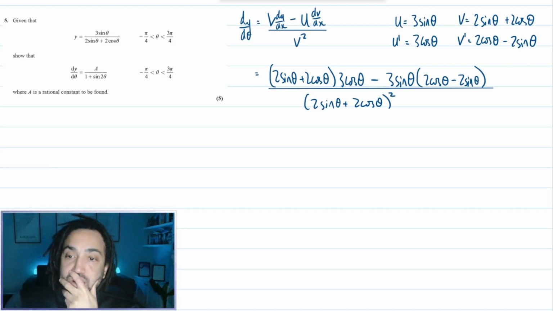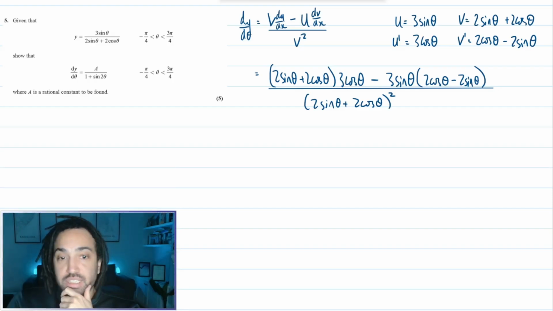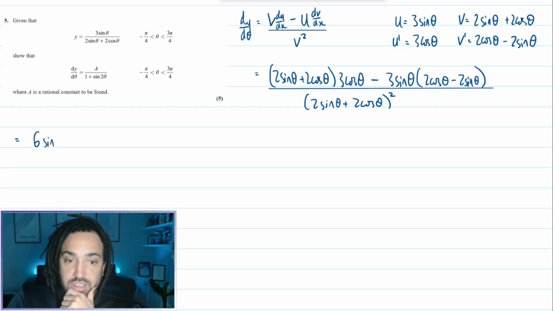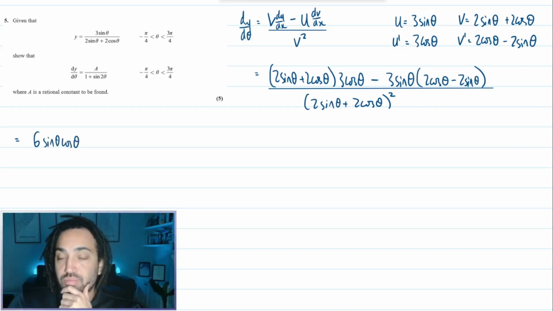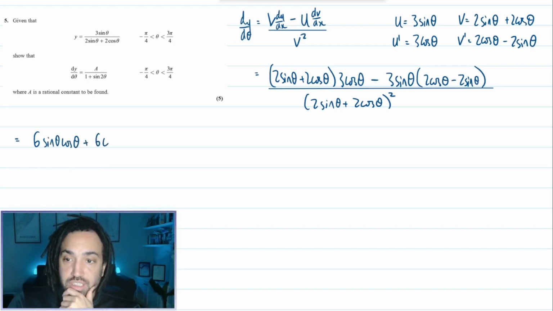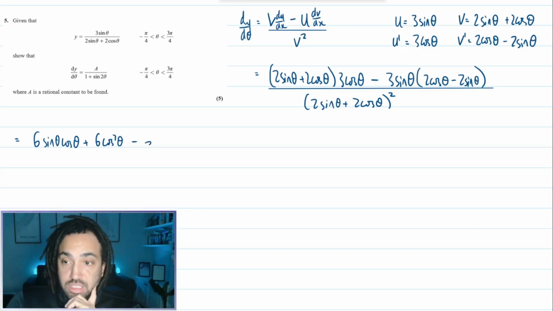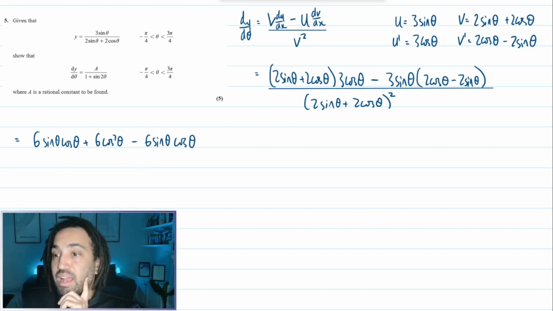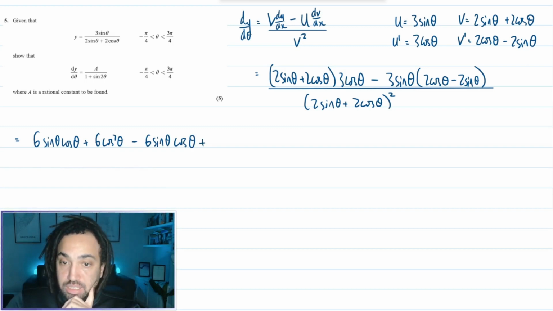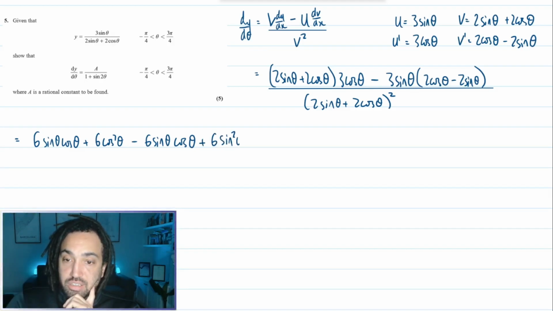Okay, right. I guess I didn't expect it to be super easy, but it looks like we're going to have to do some expanding here. So I'm going to give myself some space. So when I expand out the top, I get 6 sine theta cos theta plus 6 cos squared theta minus 6 sine theta cos theta and plus 6 sine squared theta.